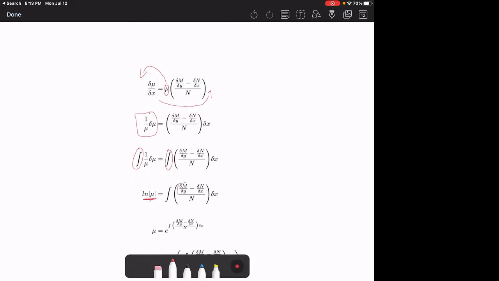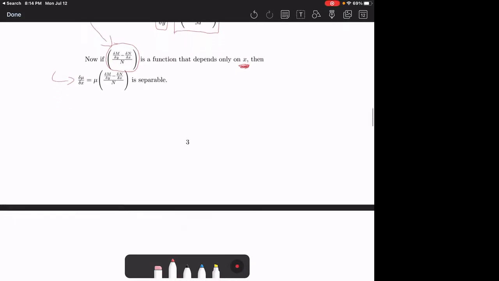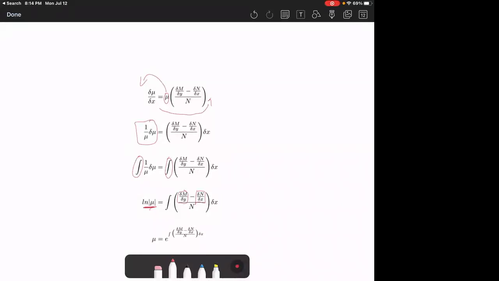We don't know what the derivative of m with respect to y is, or what the derivative of n with respect to x is. But we know from our assumption, I'm going to scroll back up here, I may have said that it's a multivariable function, but we are supposing that it depends only on x. So that's why it makes sense to integrate with respect to x here. By raising both sides as powers of e, we actually have a value for mu right now, as ugly as it may look. Mu is equal to e to the power of the integral of the partial derivative of m with respect to y minus the partial derivative of n with respect to x, all divided by n.